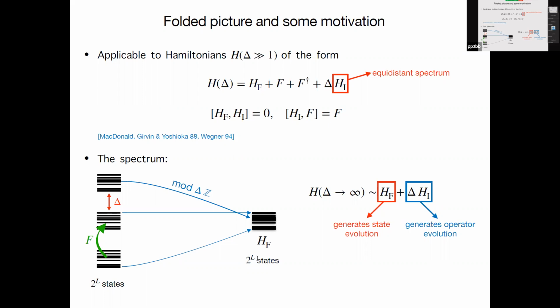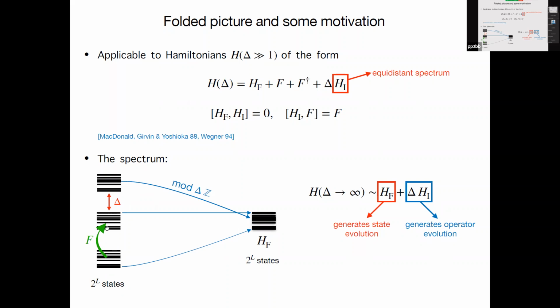Now, of course, this picture is limited to finite size effects, because in the thermodynamic limit there will be no bands, because the energy scales with L. So these states will be all over the place on the energy scale, but still the essential idea of cutting away F will still hold, because F will still cause transitions between states that are delta apart, and delta is very large.